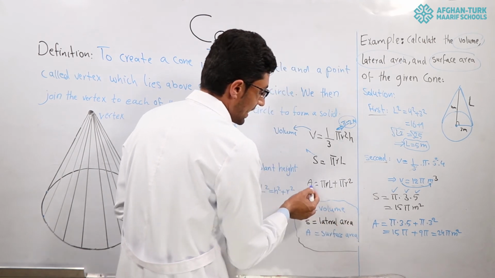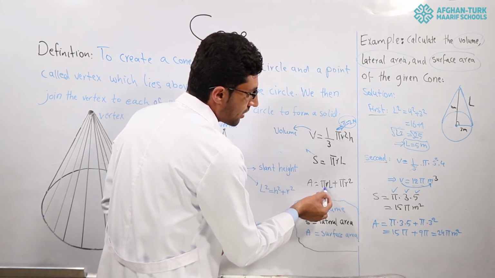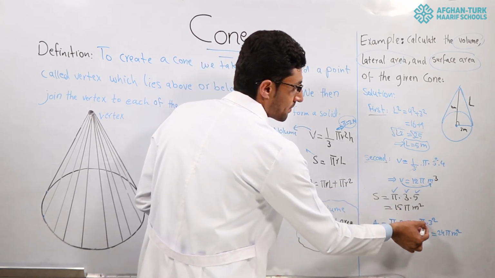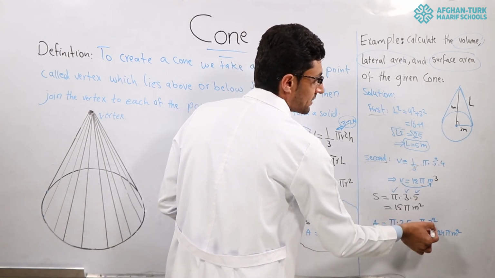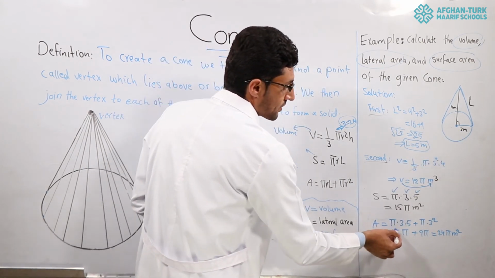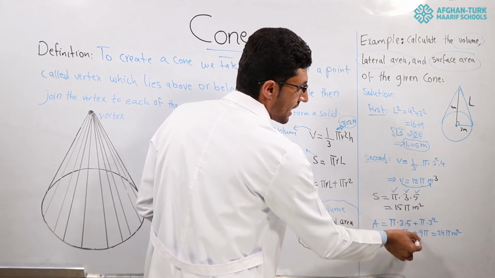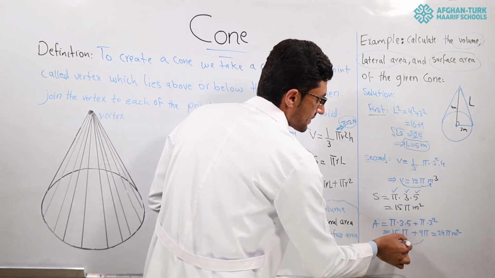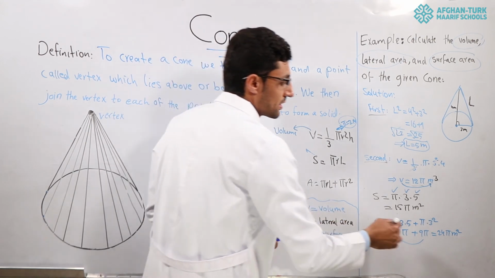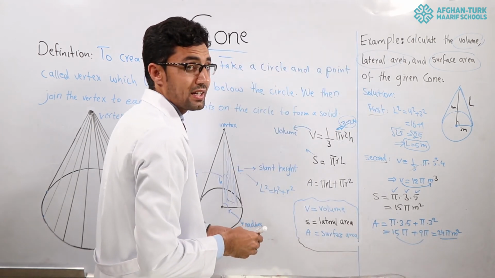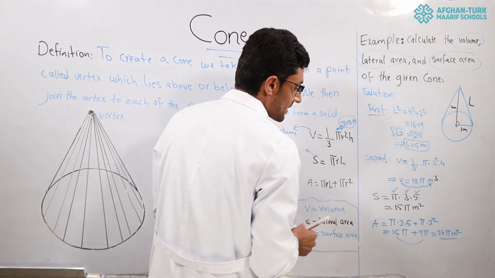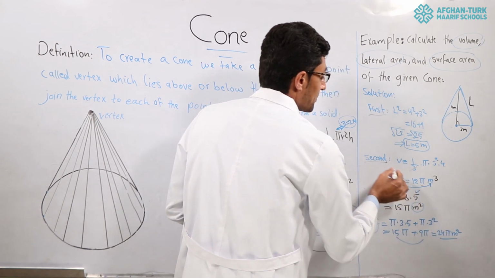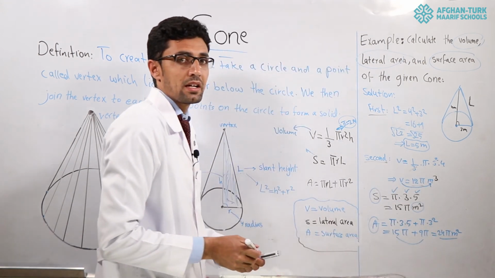And the last one. A is equal to, as the formula, pi r L plus pi r square. Pi r square, you know r here. That is equal to 3 multiplied by 5 is 15 pi plus 3 square is 9 pi. 15 plus 9 is 24. 24 what? Pi meter square, because it is area. This is area, so the unit is meter square. But in volume, it is meter cube.